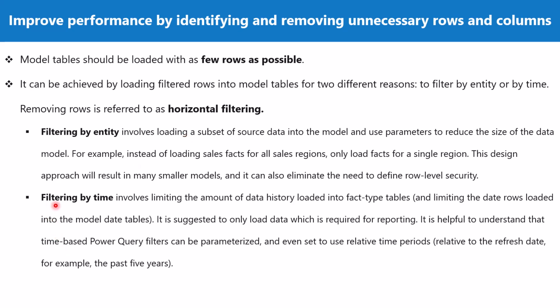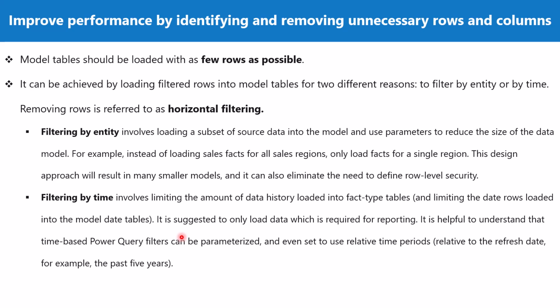A more realistic and more followed approach of reducing the data model size is by using the filtering by time feature. So what is filtering by time? Filtering by time involves limiting the amount of data history loaded into fact type tables and limiting data rows loaded into the model date tables. It is suggested to only load data which is required for reporting. It is helpful to understand that time-based Power Query filters can be parameterized and even set to use relative time periods relative to refresh date, for example, the past 5 years.